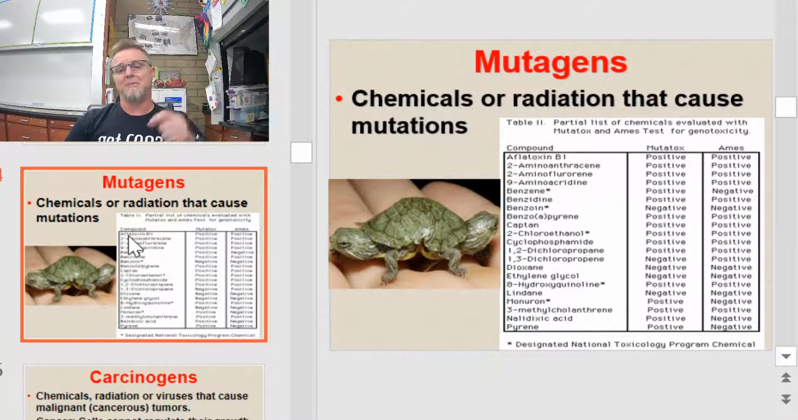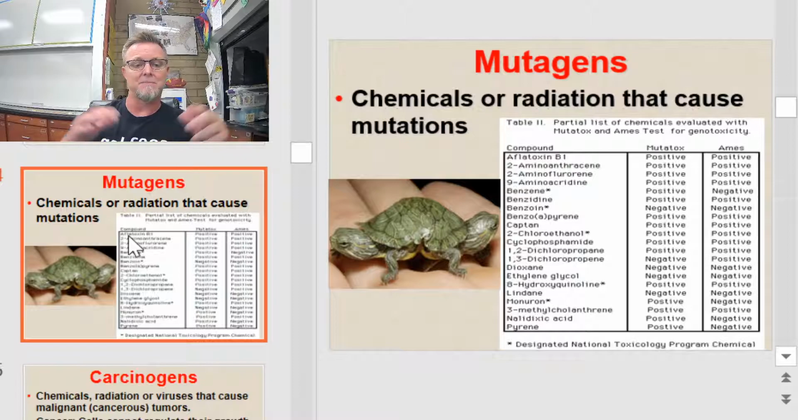Mutagens. Remember, a mutagen, well, it changes our DNA. Chemicals or radiation that cause mutation. I've got a crazy list here of a bunch of stuff that actually are mutagens. I don't want you to learn the entire list. I want you to focus on things like benzene in that list. Benzene is something that's been used as an industrial cleaner for years. It is a mutagenic agent.